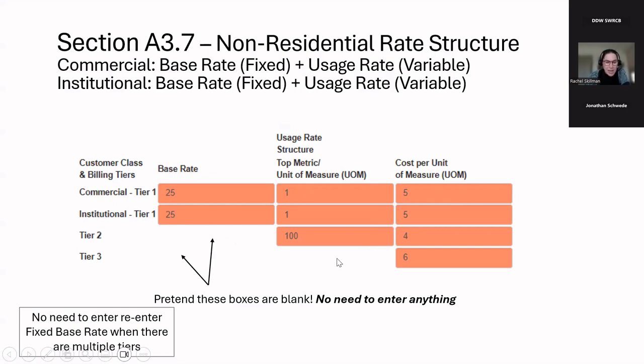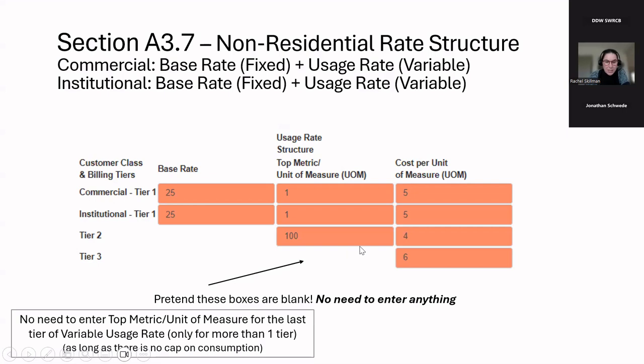And you don't need to enter anything in this box because there's no need to enter the top unit of measure for multiple tiers, because this $6 is applied to everything over 100. And that is where I'll stop for now.